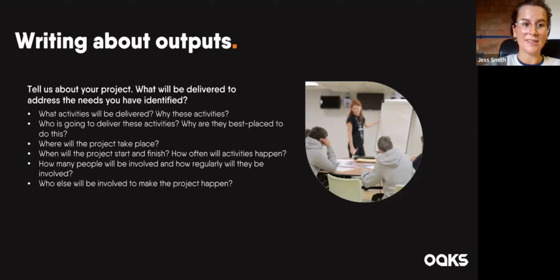And then from there, you'll break down the budget. You'll think about how many people will be involved. So how many beneficiaries will be involved? How regularly will they attend? Will it be the same group every time? All of these questions are really important to think about when you're thinking about your outputs, and it really helps you address the need that you talked about earlier.